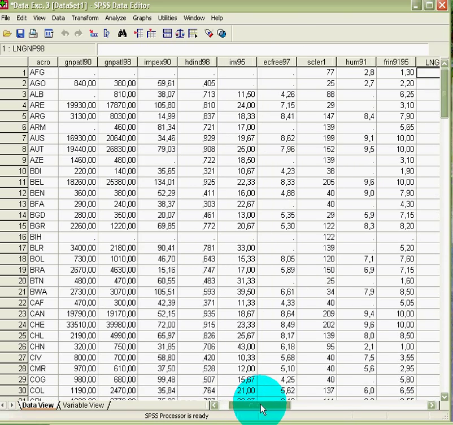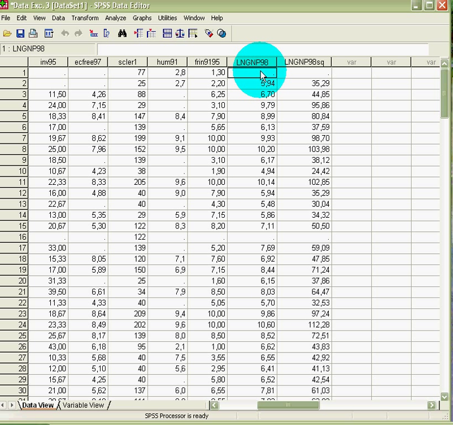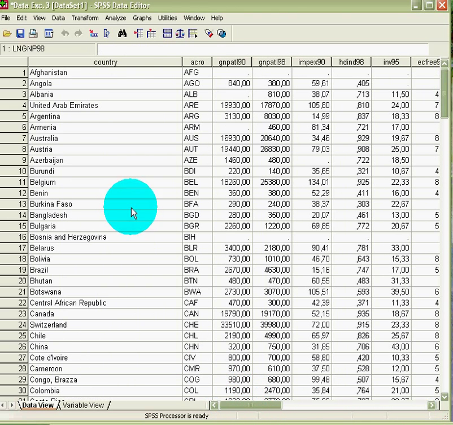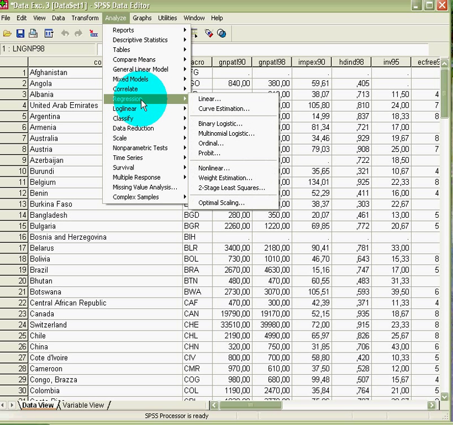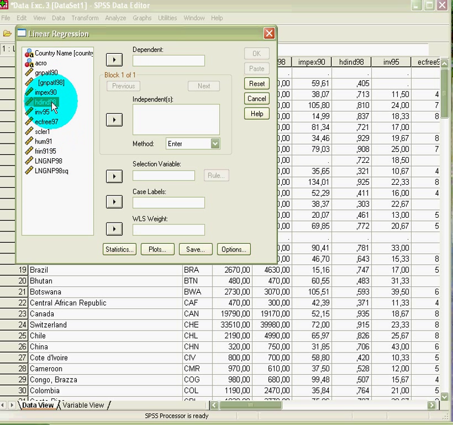First of all, before we start, I created two variables that represent affluence. So that's the log transformed GNP per capita, and the log transformed GNP per capita squared. So this is representing affluence. If we want to start this exercise, what we should do is go to analyze. We always use regression in these exercises.